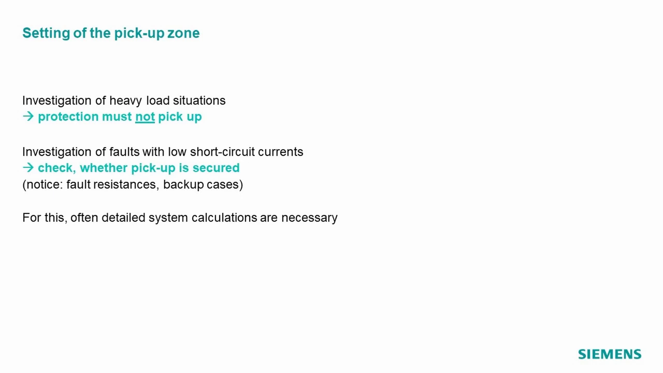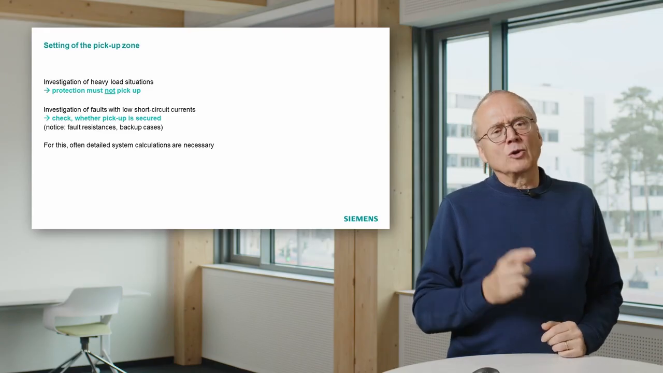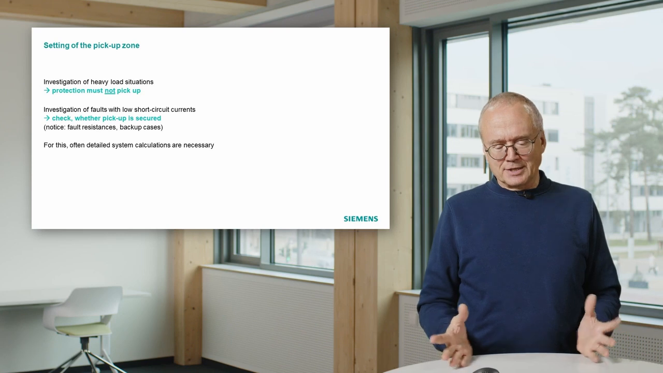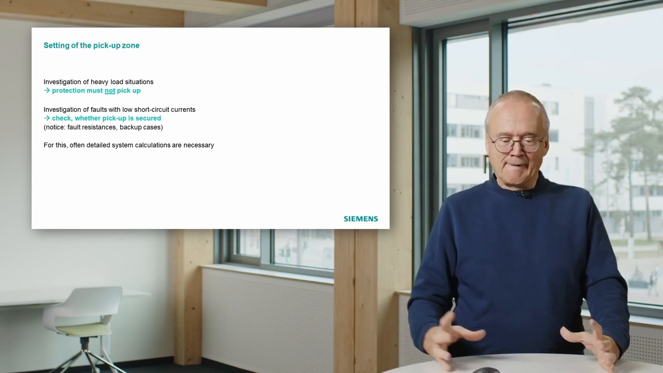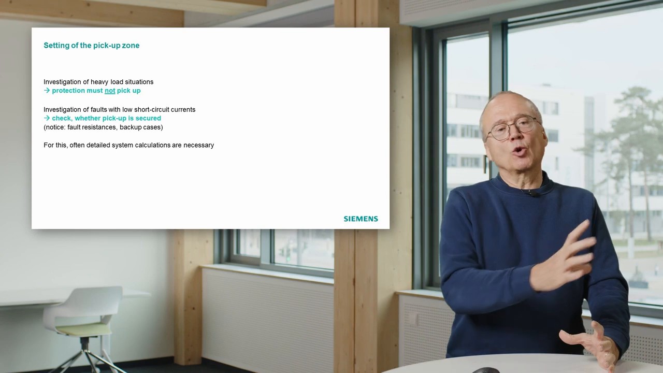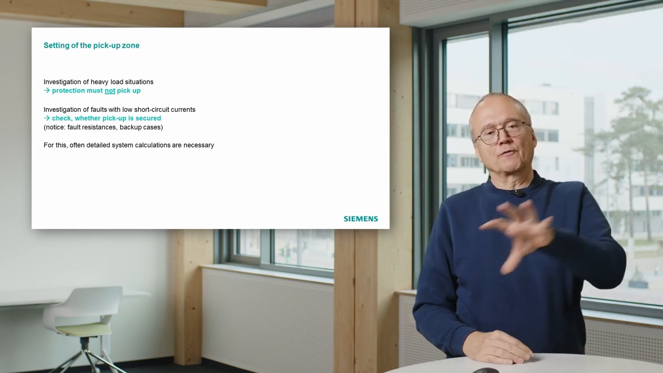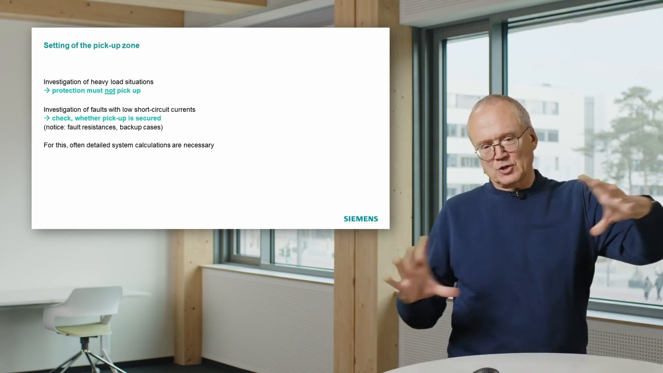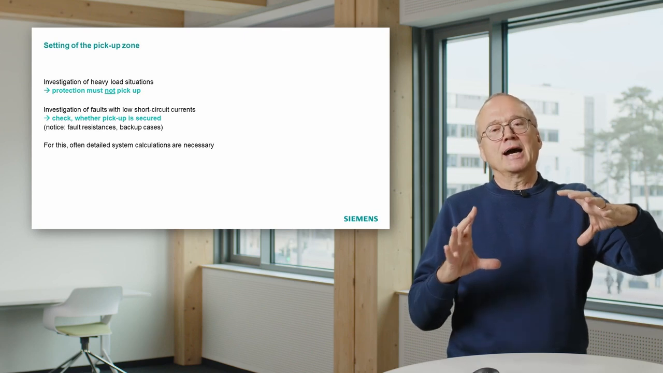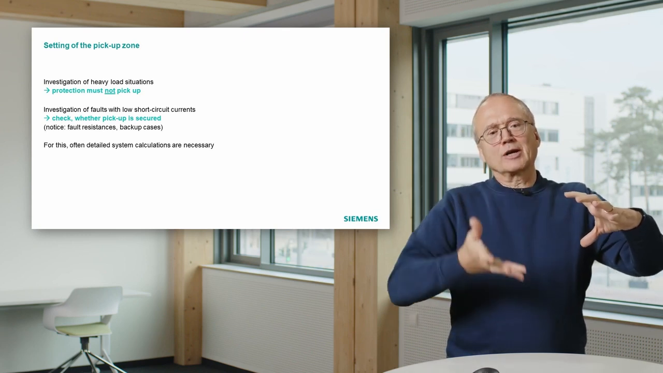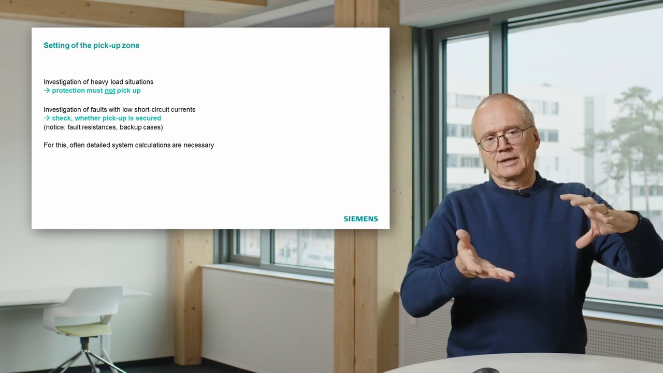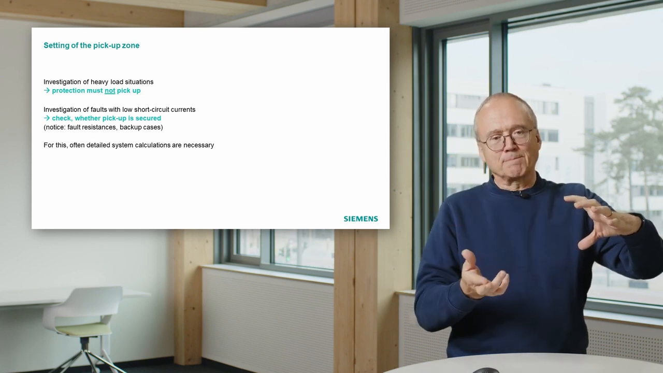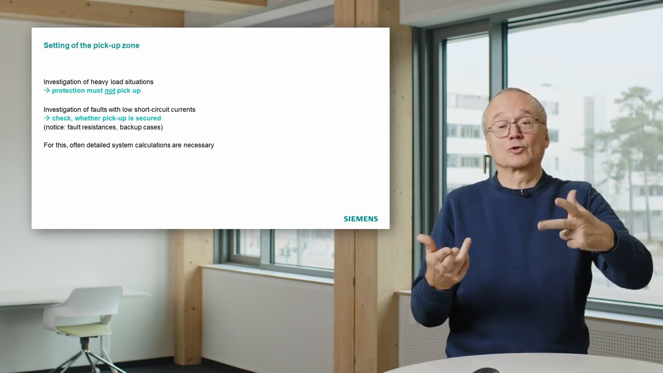You must investigate heavy load situations, and you must make the setting, the zone, small enough that the protection does not pick up. And heavy load situations, the critical thing, for instance, is you have a system, maybe with a heavy load transfer from one area of the system to the other. That means the lines connecting these two parts of the systems are heavily loaded. And now you have a thunderstorm and one line has a short circuit, it trips. In case of a short circuit, we have to trip the line.